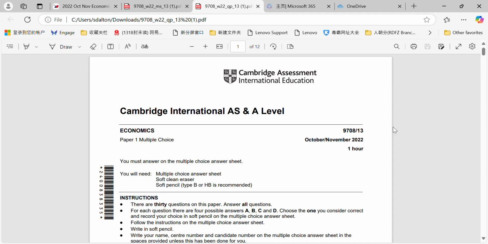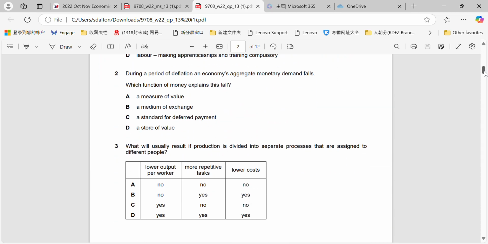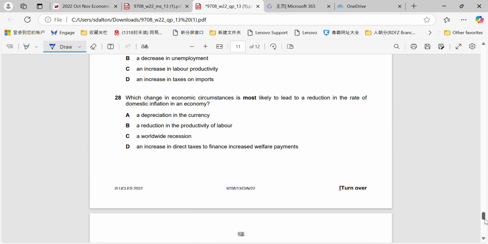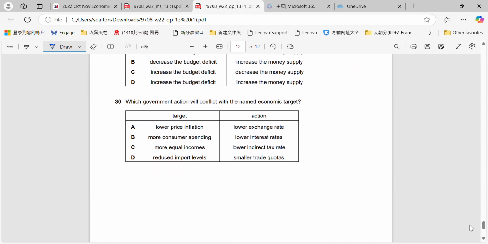Okay, so today we're doing October-November 2022 question paper 13. Two questions are not relevant, changes to the syllabus: question 2 and question 30. However, we'll answer question 30 anyway, because I don't trust Cambridge on this particular topic. And it's very straightforward also.